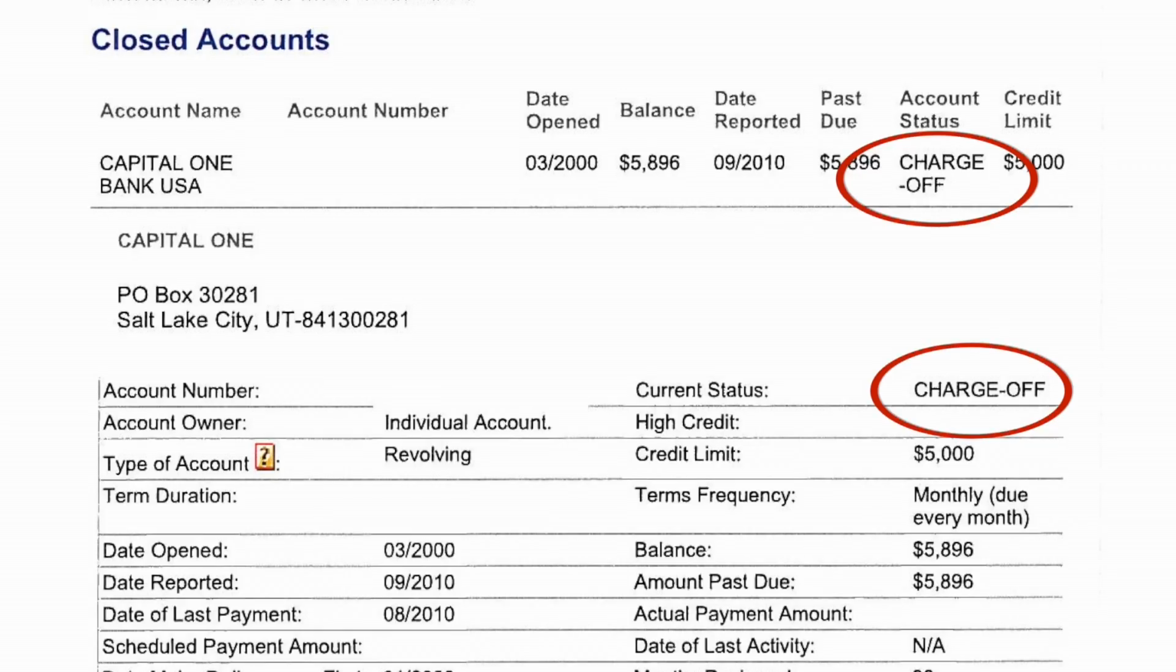Other comments under an account might include whether the account was closed by the consumer, by internal collections, if it's charged off, or in default. Charged off means that the creditor has given up. The creditor has made every effort to collect and has written it off.